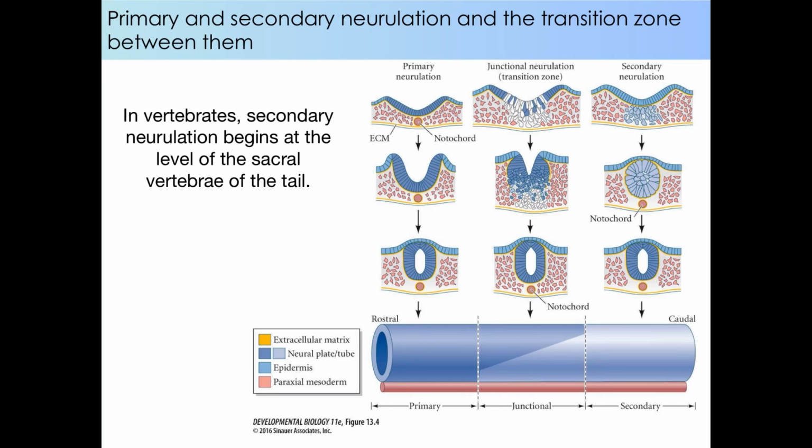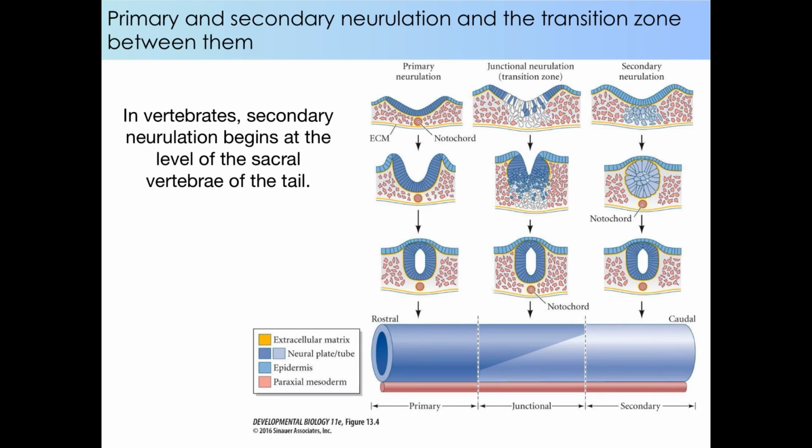So this involves the proliferation and the folding of the neural plate into a hollow tube that is covered by the overlying epidermal ectoderm. And this region that forms by primary neurulation is going to give rise to the brain and the majority of the spinal cord. The more posterior or caudal regions of the neural tube form through secondary neurulation, and this process involves the coalescing of mesenchymal cells to form a rod, and then this rod forms a cavity.